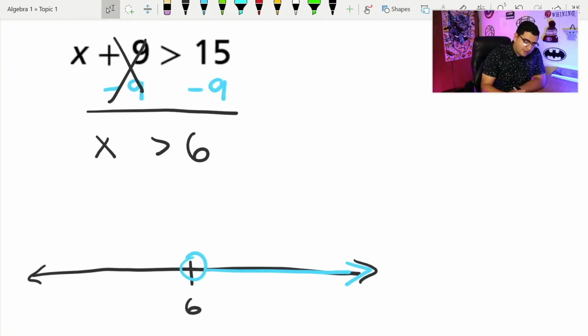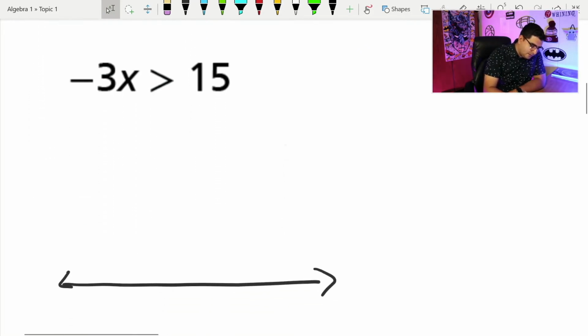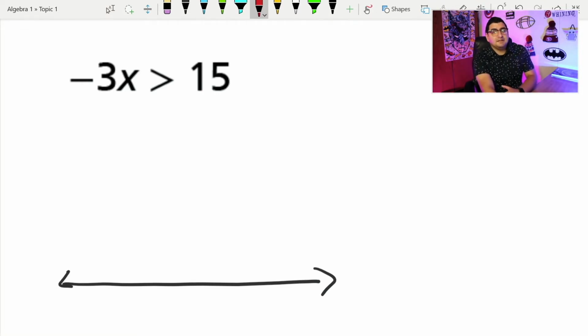The next thing I want to look at, okay, here's another one-step inequality, but this one brings up a very important rule that we need to remember when we're working with inequalities. Some of you might remember it, and that is when you divide or multiply by a negative. Every time you divide or multiply by a negative, we need to flip the direction of our inequality. So this gets reversed at any point in which I divide or multiply by a negative number.